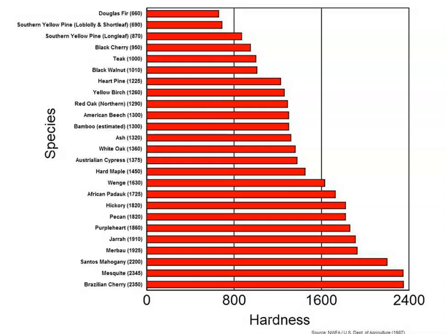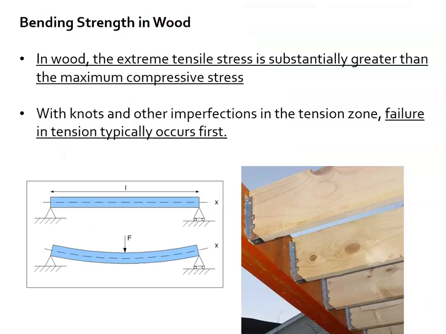Okay, let's look at bending strength in wood. In wood, the extreme tensile stress is substantially greater than the maximum compressive strength. So we know that a simple beam would experience compression at the top and tension at the bottom. The greatest amount of compressive stress is at the very top face, and the greatest amount of tensile stress is at the very bottom face.